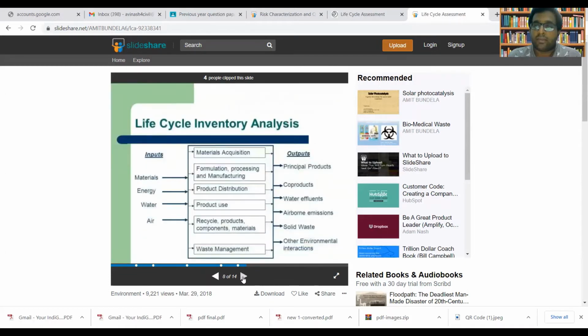So let us see about the life cycle inventory analysis. I told that the inputs and outputs of one particular product are very much important. The different stages in the manufacturing process are given inside these boxes. First one is material acquisition. The raw materials required for the manufacturing process need to be collected. Second one is formulation, processing, and manufacturing. What is the design, what is the process to be done, and finally manufacturing needs to be done.